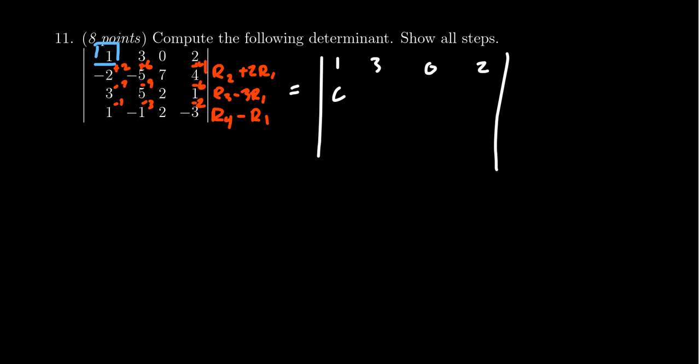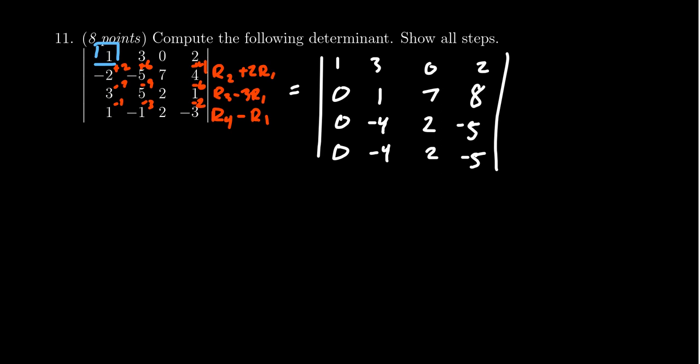So we're going to get 0, you're going to get 6 minus 5, which is 1, you're going to get 7, and you're going to get 4 plus 4, which is 8. For the next row, you're going to get 0, you're going to get 5 minus 9, which is a negative 4, you're going to get a 2, and then you're going to get 1 minus 6, which is 5 negative. For the third row, you're going to get 0, you're going to get negative 4, you're going to get a 2, and then you're going to get a negative 5, like so.